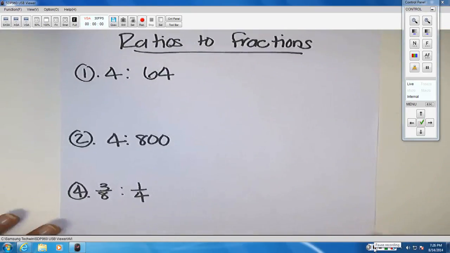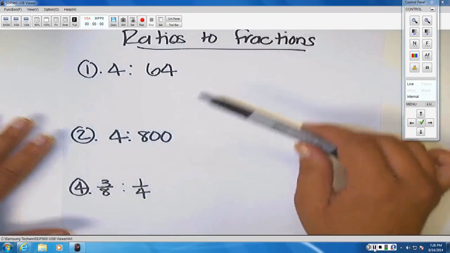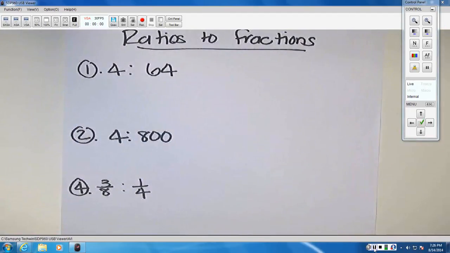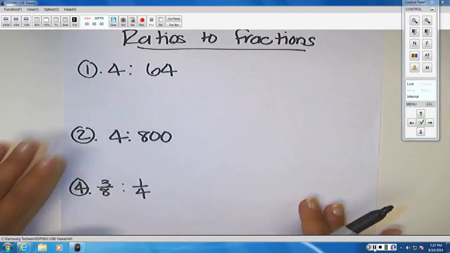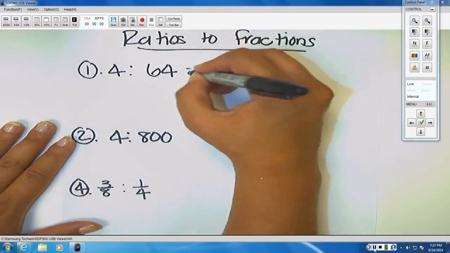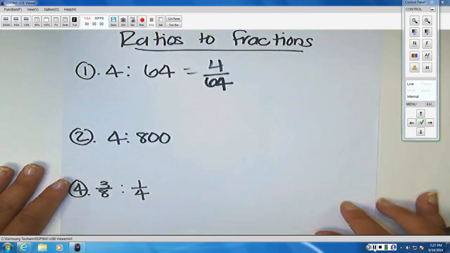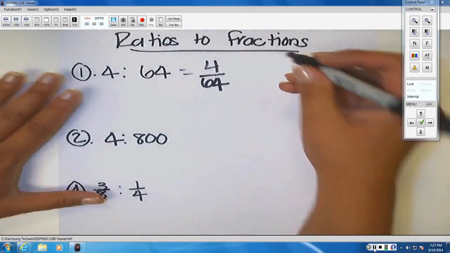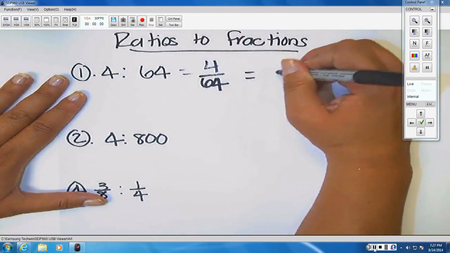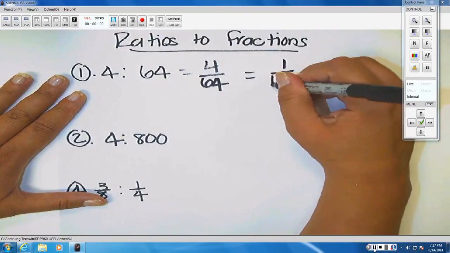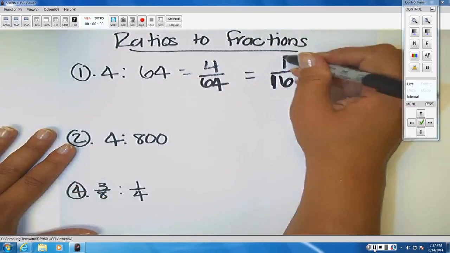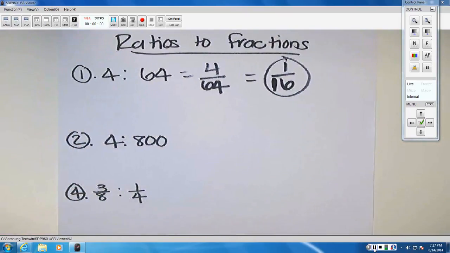Okay, when we're turning ratios into fractions, again, if you have just a simple ratio, all you have to do is take the first number, make it your numerator, take the second number, make it your denominator, and then reduce to lowest terms. So with this one, this is just going to turn into 4/64ths. And I know that I can reduce that. I know 4 will go into both of those numbers. So 4 will go into 4 one time, and 4 will go into 64 16 times. And so there's your final answer. So I just simply took my ratio and I turned it into a fraction and reduced it.